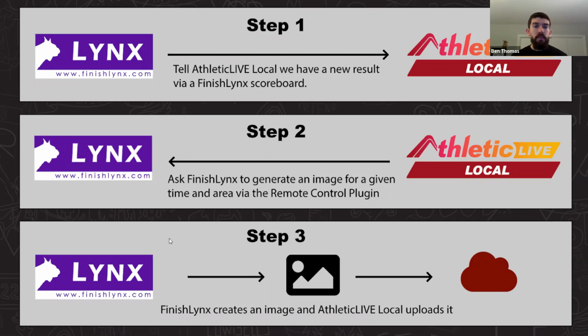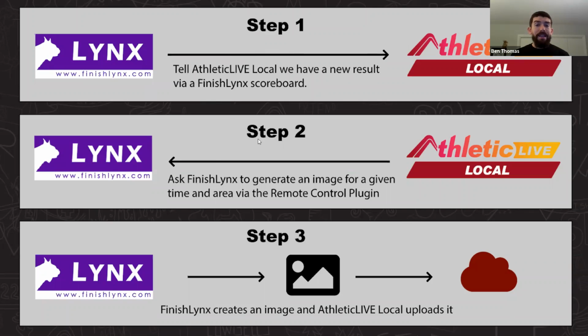So there's really 3 steps to this process, and we'll go through each in depth. The first step is we need Finish Lynx to tell Athletic Live Local that there's a new result via a Finish Lynx scoreboard. So when we talk about step one, we'll download Athletic Live Local, get that set up on our computer, and also set up a Finish Lynx scoreboard so we can send data from Finish Lynx to Athletic Live Local.